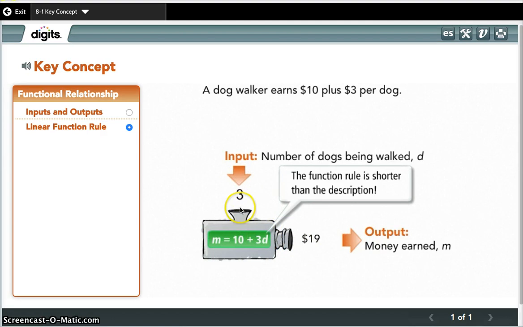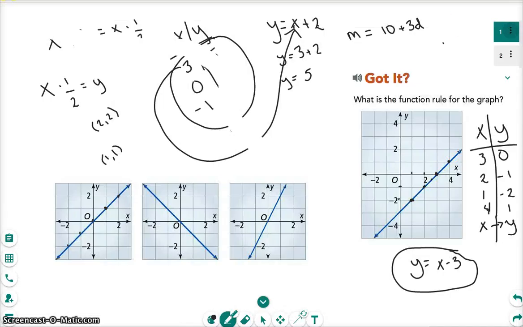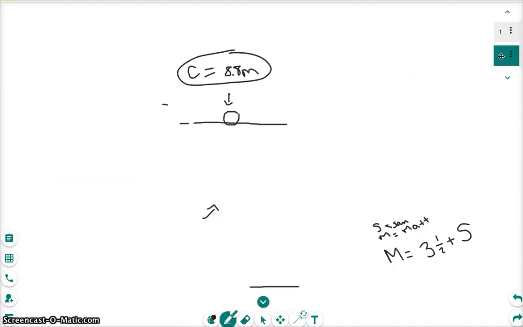So we can put in any input here and get the amount that she would earn. So if she was walking 100 dogs, we could put in 100 for D. We do 3 times 100 is 300, plus 10 is 310. She would earn $310.